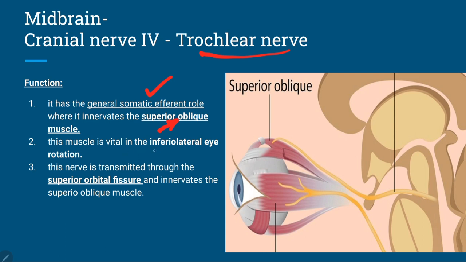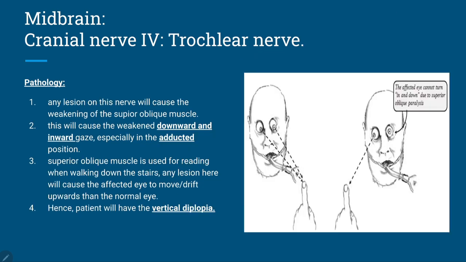So this muscle is very important and vital for the inferior lateral eye rotation, and this nerve is transmitted through the superior orbital fissure and innervates the superior oblique muscle. So if you look at this, the nerve is originating from here and coursing through the skull, and it will supply here, the superior oblique muscle.